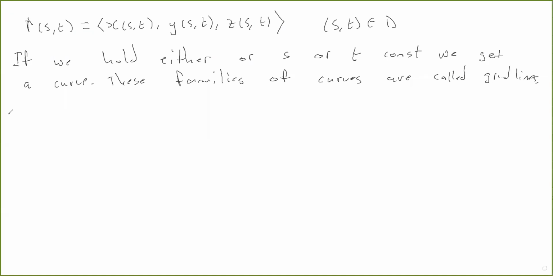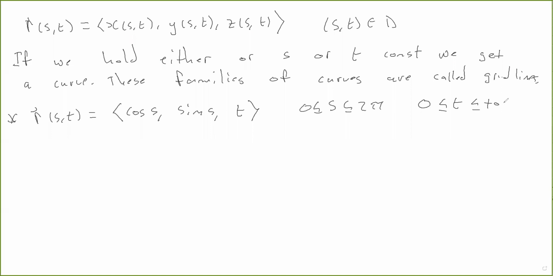Okay, so let's look at an example. Let's look back at this cylinder, r of s,t. This is going to be the cylinder, and now I'm going to make it centered on the z-axis. So it'll be cosine s, sine s, t. And for this, I'm going to say s goes between 0 and 2 pi. And we just want the top part of the cylinder, so we'll say 0 is less than or equal to t, less than positive infinity.